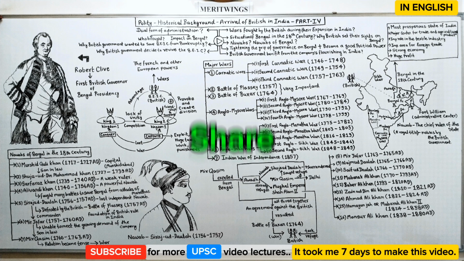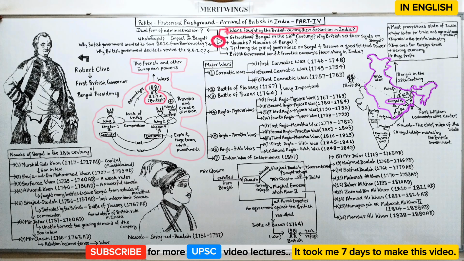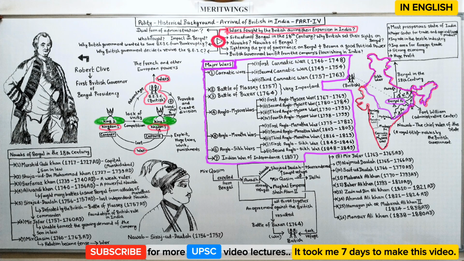Okay? So friends, let's start this historical background. First of all, let's talk about which major wars the British fought during their expansion in India. So look friends, the British fought many wars during their expansion in India, which were mainly wars with various Indian kingdoms to conquer the kingdoms of a local king, and sometimes with the French and other European powers in trade competition. These wars became a means of transforming the trade objective of the British East India Company into political control.